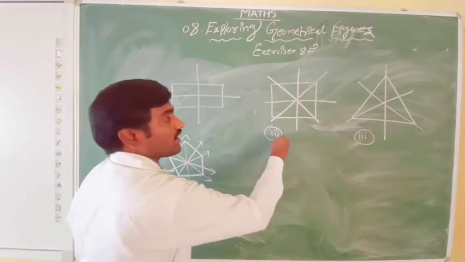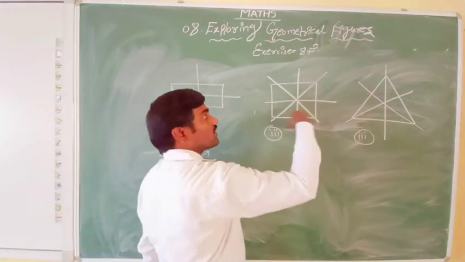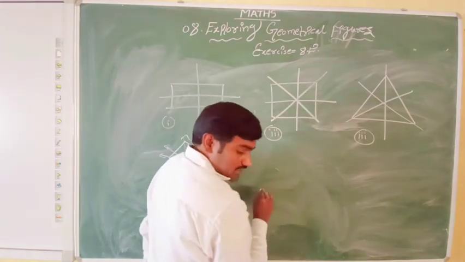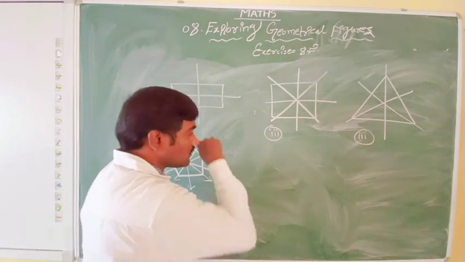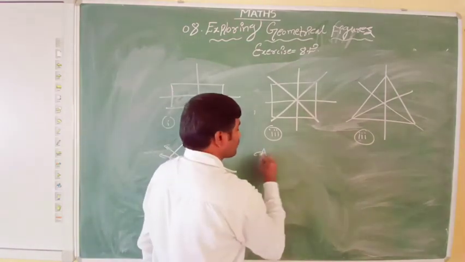A regular polygon square has 4 equal sides. Similarly you have octagon, nonagon, decagon. Simple. So a regular polygon.